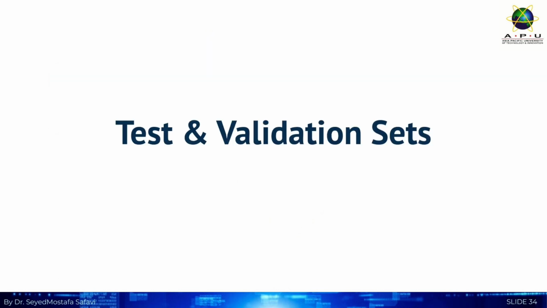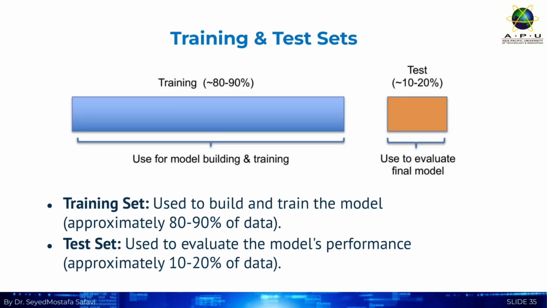We've built our model. Now we need to make sure it works. We can't just check its performance on the data we use to train it. That would be like giving students the answers to the final exam beforehand. We need separate, unseen data, which is why we split our data into training, test, and validation sets. Here's the standard split.